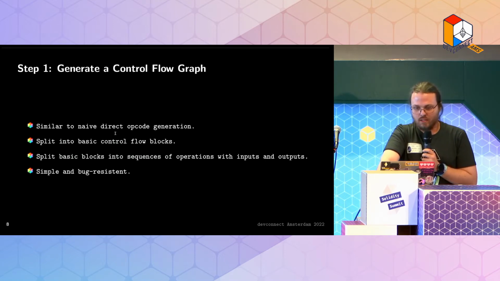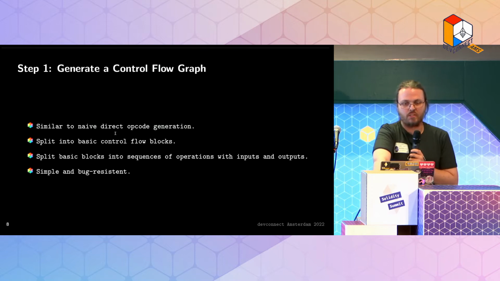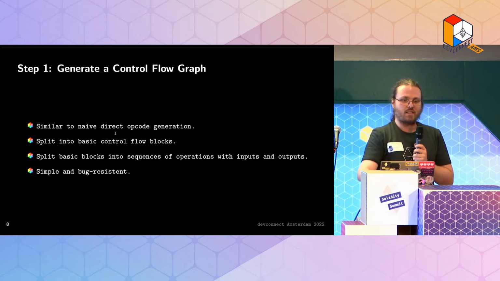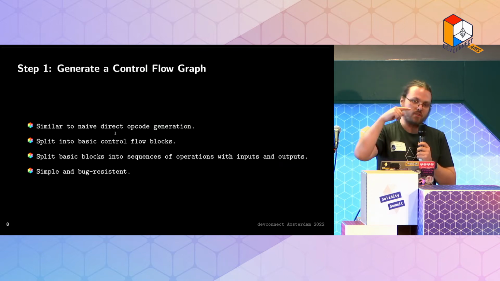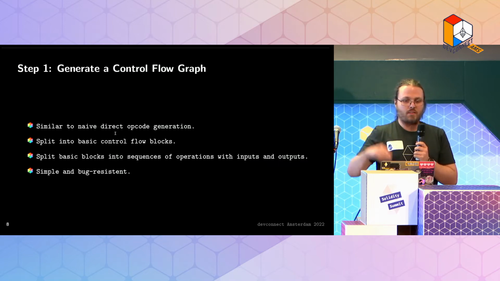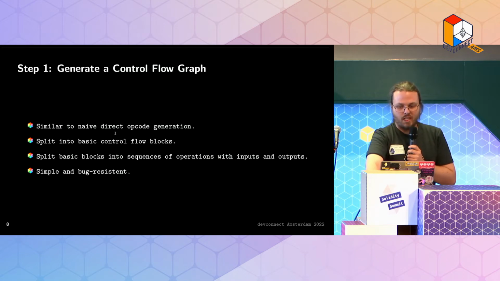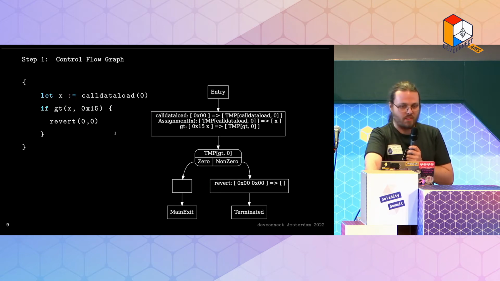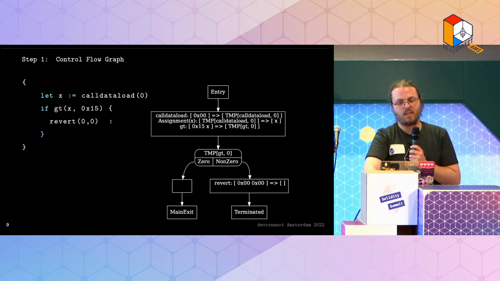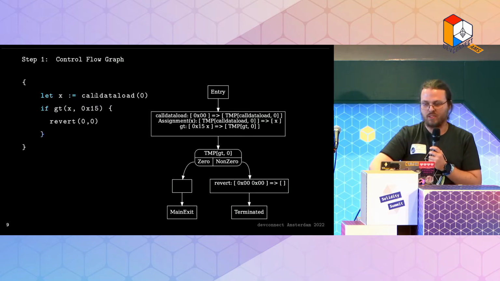So yeah, I already mentioned this basically. The control flow graph generation is similar to the direct opcode generation. It splits the Yul code into basic control flow blocks and those basic blocks into sequences of operations with inputs and outputs. I have an example from the same snippet we started from. So this is the same Yul snippet as before. This is the control flow graph we generate.